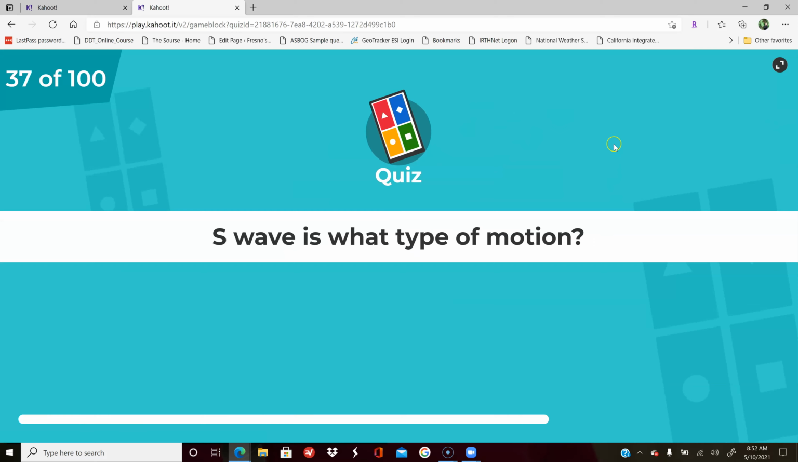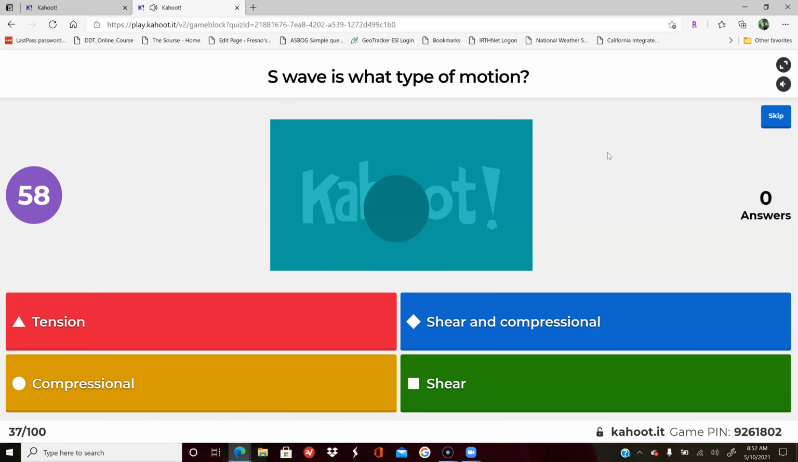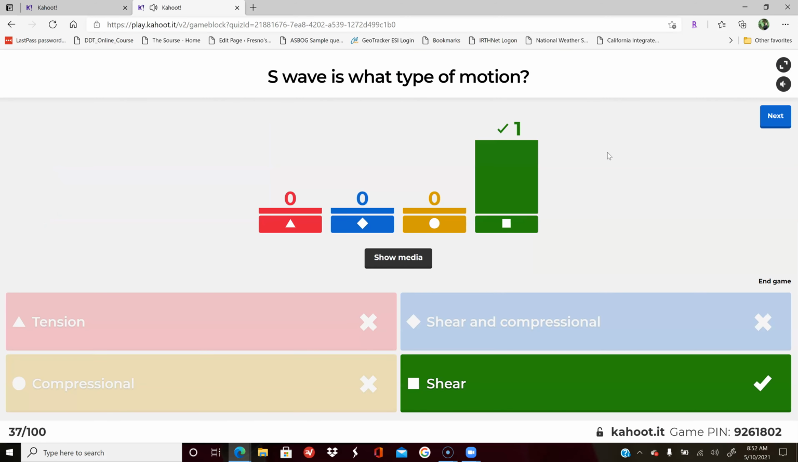S wave is what type of motion? Oh, there's your answer. A tension, shear and compressional, compressional, or shear. So an S wave is a shear motion.